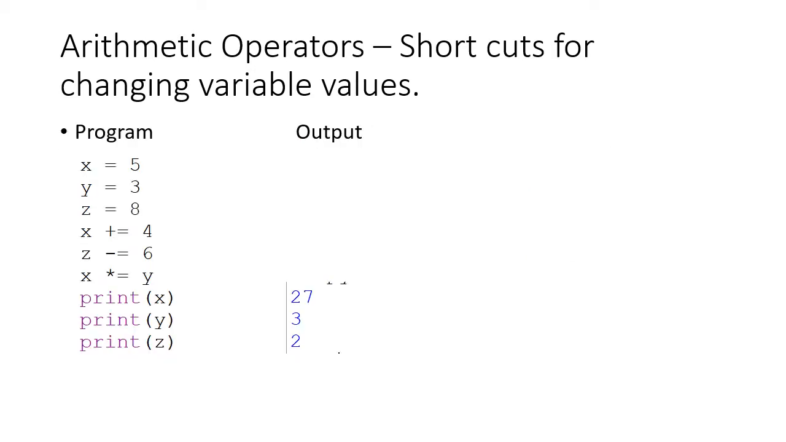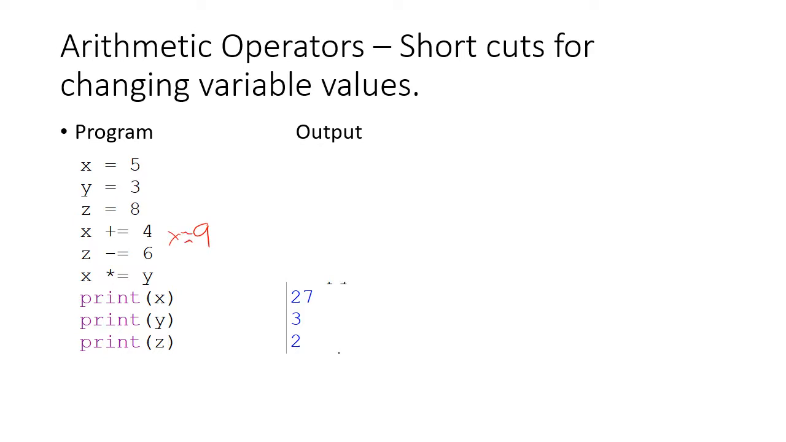Alright, so we'll go through this example here real quick. We have x equals 5, y equals 3, and z equals 8. First thing we have is x plus equals 4. It means x is going to now equal x plus 4. So that's 5 plus 4. So at this point, x equals 9.